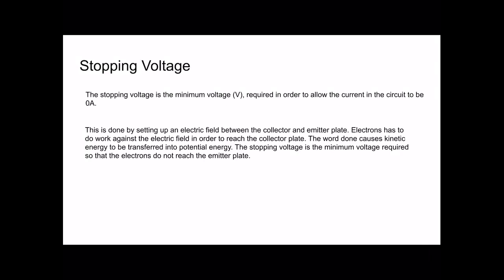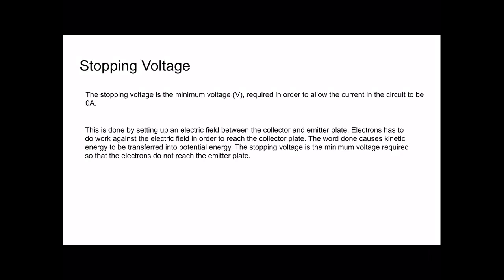When we have the light incident on the metal, electrons are going to be ejected with a specific amount of kinetic energy. However, work has to be done by the electrons against the electric field in order to reach the collector plate. By doing this, some of the kinetic energy of the electrons is lost and transferred into potential energy. So the stopping voltage is the minimum voltage that's required so that the electrons do not reach the collector plate. If no electrons are reaching the collector plate, then there can be no current in the circuit because there's no potential difference.